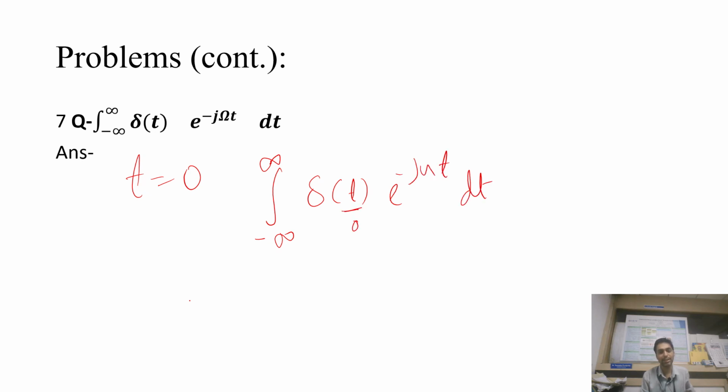So I will get del of 1. In place of t, I will put 0. So it is e to the power minus j omega 0. So e to the minus j omega 0 is e to the 0, which is 1. This is the answer. I hope you got all the concepts of solving problems related to the unit impulse function.